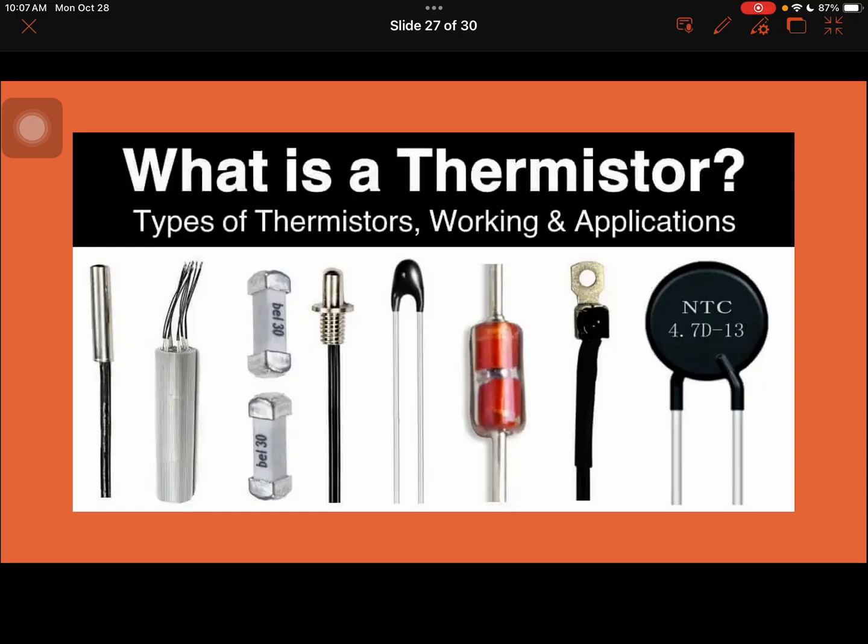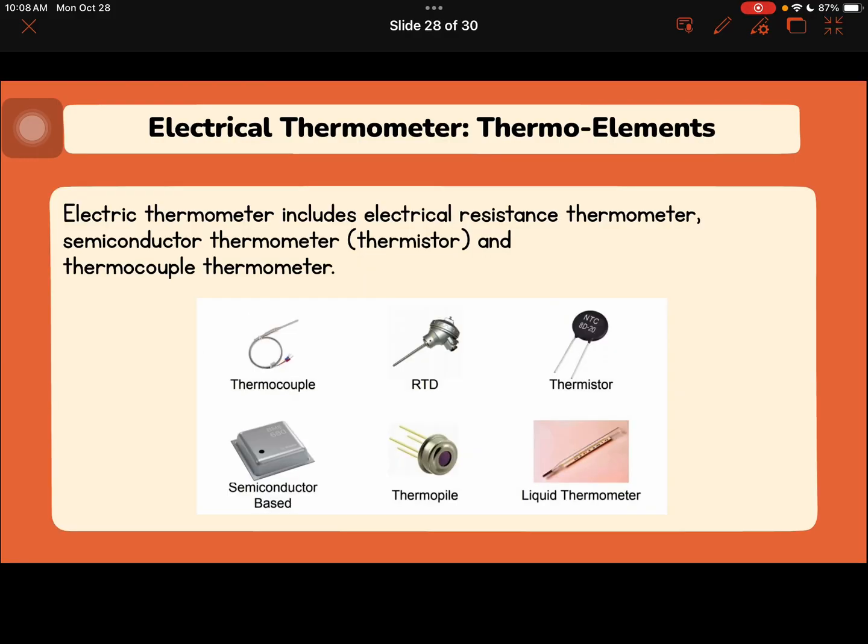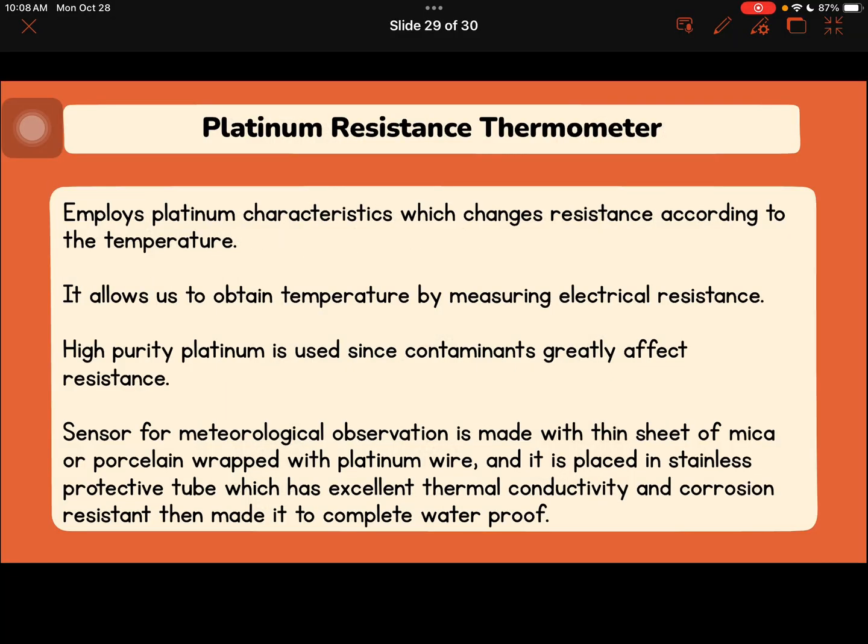Bago mangyari ang pagsabog, bibigyan niya po kayo ng warning. For example, your gadget is on high temperature. Yan, papahingahin mo si gadget. So, yun po ngayon yung purpose ng thermistor, for your gadget to be monitored and on time. So, ayan po yung mga iba't ibang mga thermistor kung saan po ginagamit sa iba't ibang uri ng mga gadgets as well. Next is the platinum resistance thermometer, which is actually mostly used sa meteorological observation.